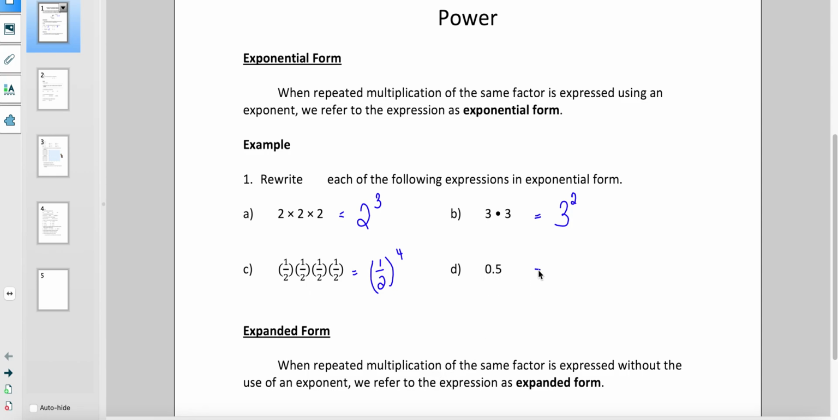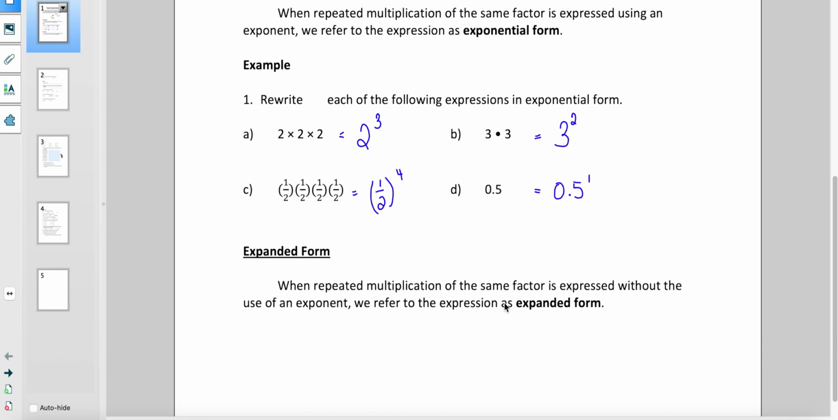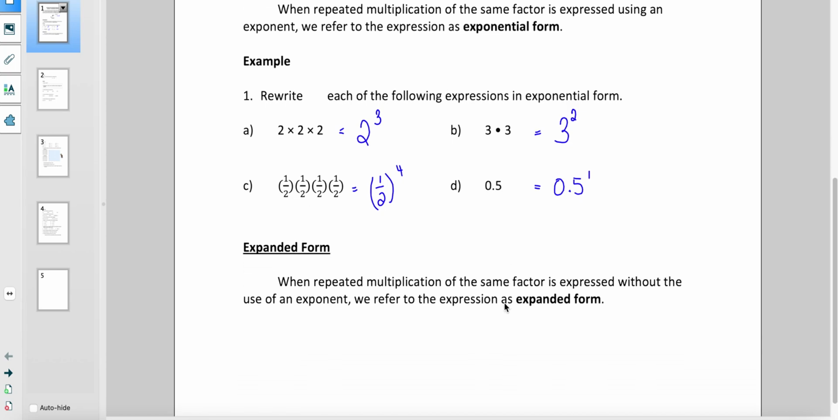And D has the value of 5/10, 0.5 or a half there. And it's only being multiplied by itself once. So if it wants it in exponential form, that would be 5/10 to the power of 1. We don't normally write the 1 because to the power of 1 is the same as just saying 5/10. Okay? So you normally don't see 1 as an exponent, but that's what it means. Okay, and so we went there from expanded form, this repeated multiplication, to exponential form.